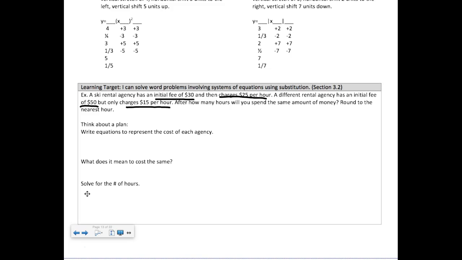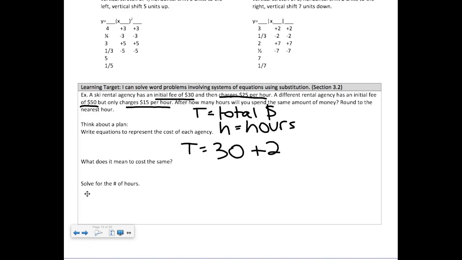So I'm going to say T represents our total money. And they both keep talking about hours. So I'm going to say H represents our hours. Okay, so as I said, since we're doing systems of equations, we need to have 2 equations. I'm going to write one about the first agency. So I'm going to say T equals, they charge us 30 and then $25 per hour.